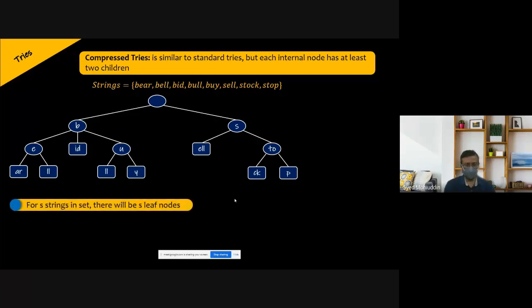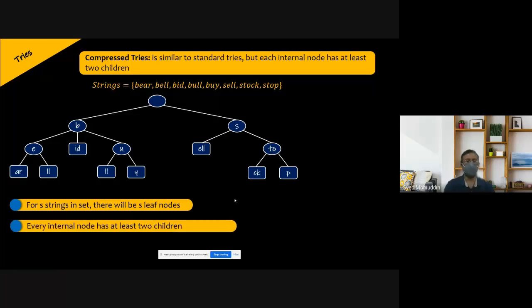Now the observation is the same. If there are S strings, then there will be S leaf nodes. You can check it here. We have 8 strings, and the number of leaf nodes is 8 itself. And obviously that is the condition: each internal node has at least 2 children.